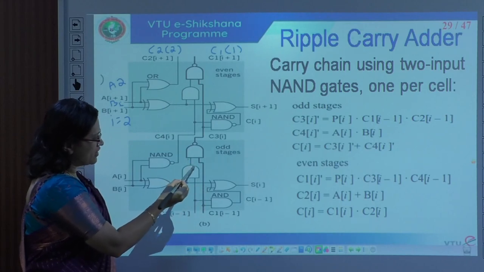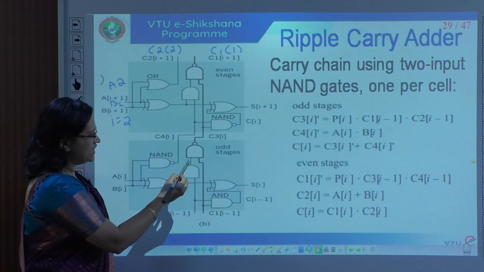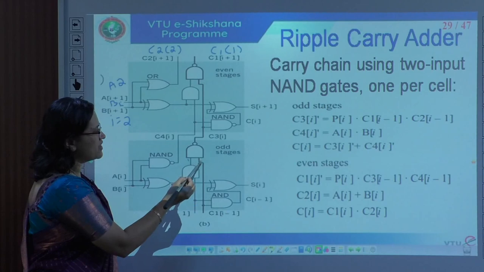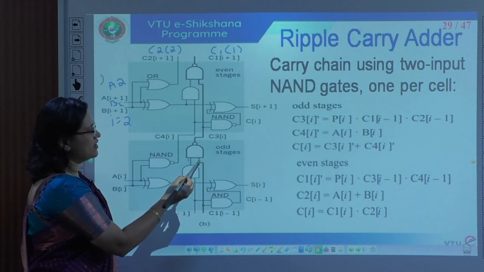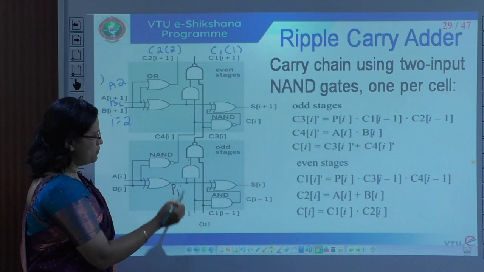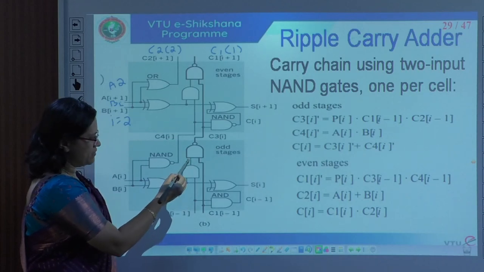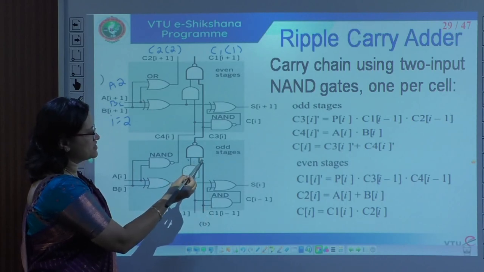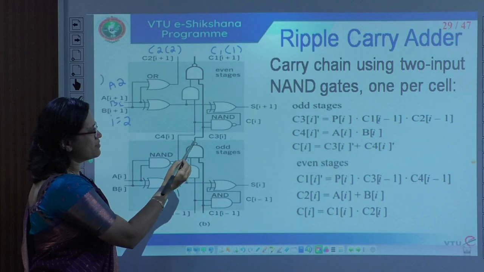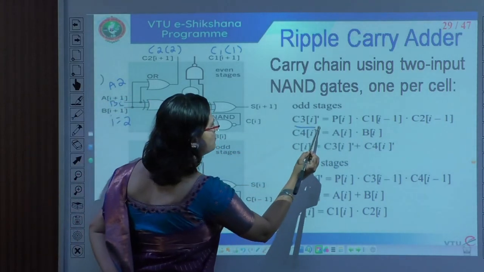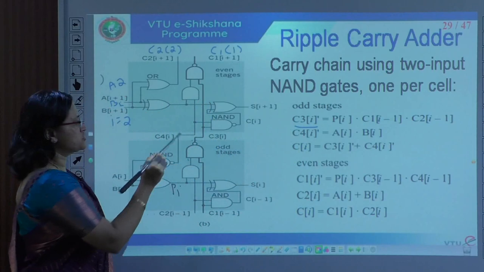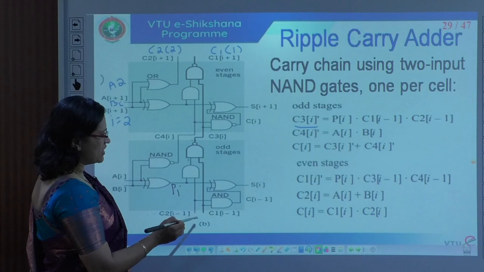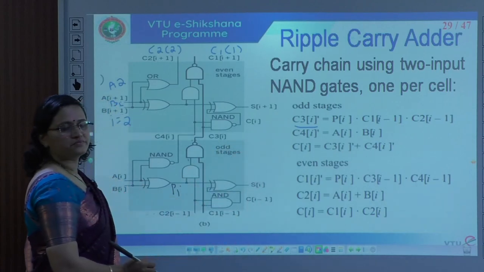The output of your AND gate is Pi into C2 of I minus 1, and C1 of I minus 1 is serving as the input to the NAND gate. So one input will be Pi into C2 of I minus 1, and another input to the NAND gate will be C1 of I minus 1. So what is the output you are going to get? There is a bubble over here. That's why it is nothing but your C3 complement. So C3 complement is nothing but Pi into C2 of I minus 1 into C1 of I minus 1.